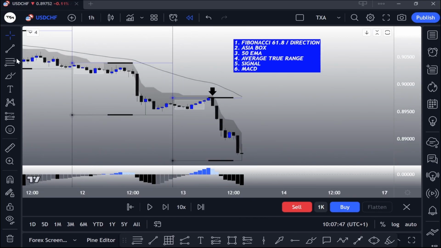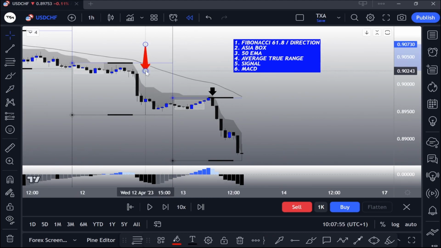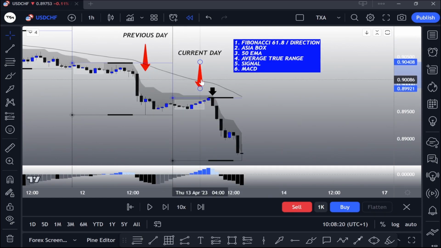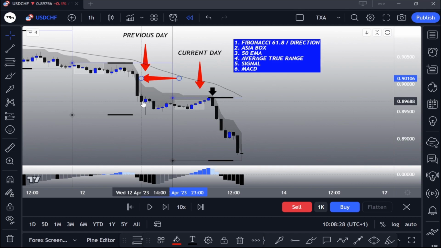So first of all, it's all about understanding what's happening in the previous day. So this is our previous day. This is our current day. Whenever we are on our current day, we must always look to the left. Look towards the left and understand what's happening in the previous day. That's very important.